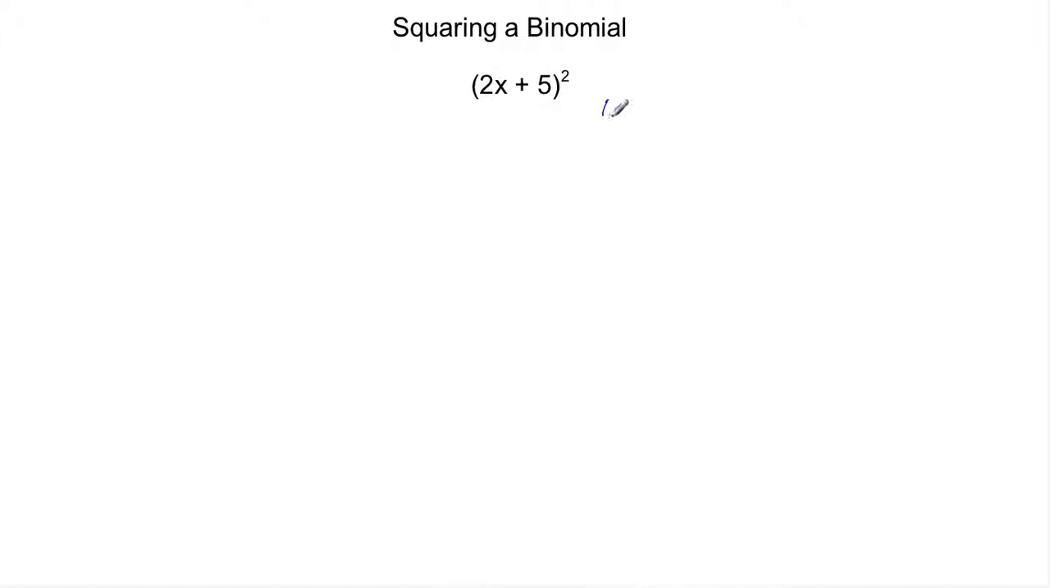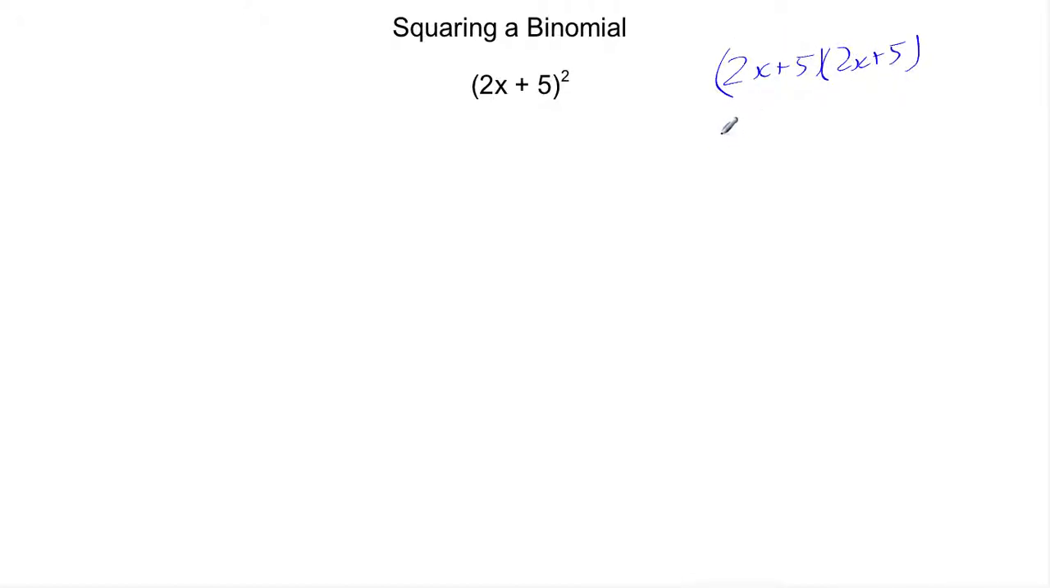Now, a lot of people will think, all right, well, this is going to be 4x squared plus 25. However, you can't distribute an exponent. It doesn't work like that. I can't just say this is 2x squared and this is 5 squared. Because remember, this is going to be 2x plus 5 times 2x plus 5.